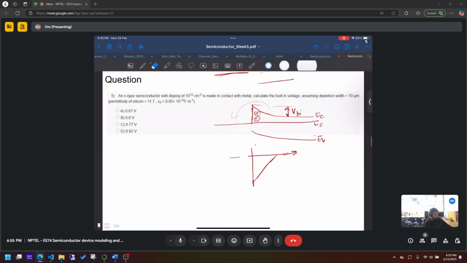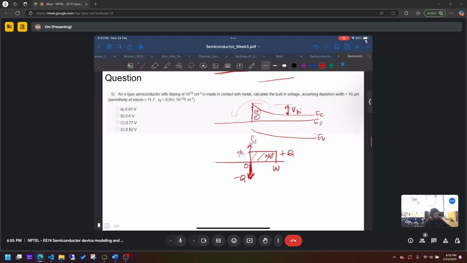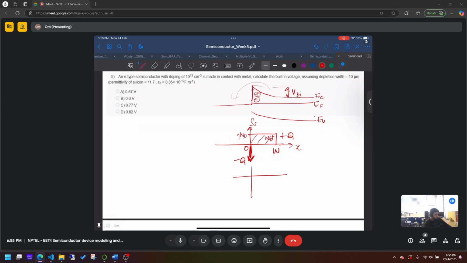For the electric field, let's draw the charge diagram first. We have some positive charge, let's say plus Q N D here, due to ND plus. Let's say this is 0 and W. And here in the metal, we will have an impulse of negative charge, minus Q, rho versus X. So the corresponding electric field will look something like this. This is the maximum electric field.